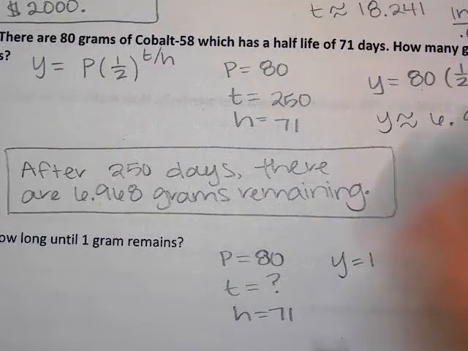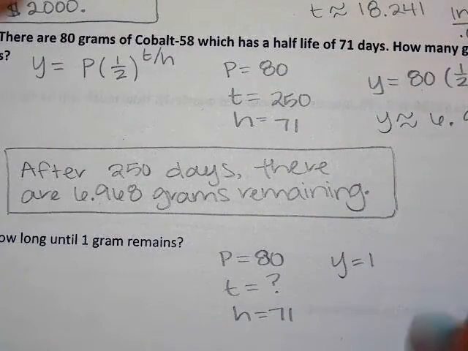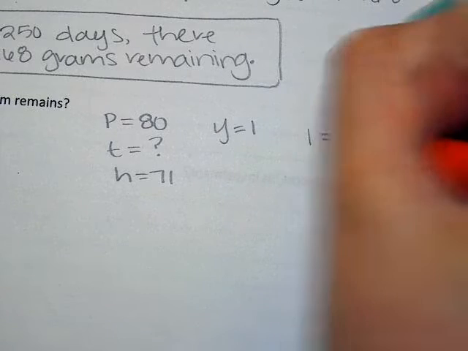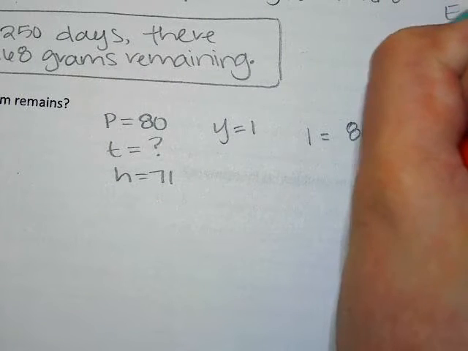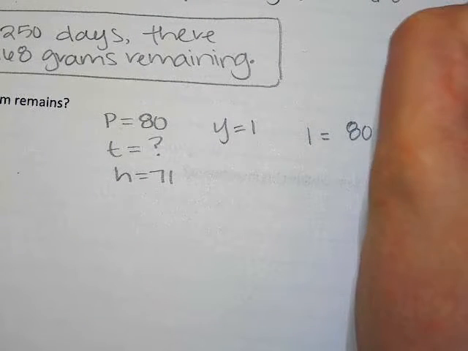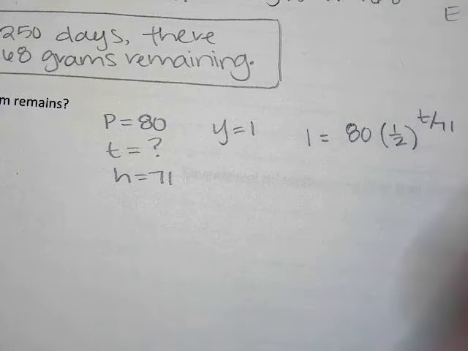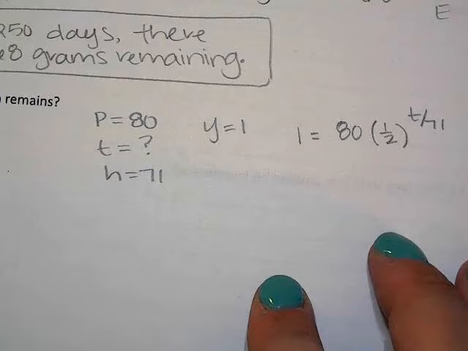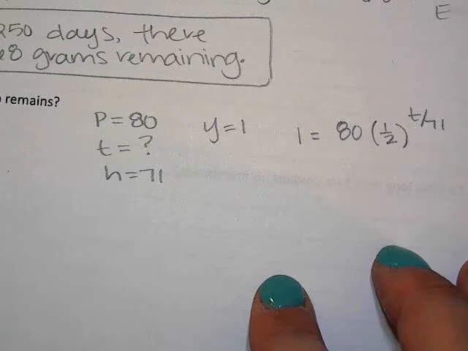Okay, so let's go ahead and plug some numbers in. Think about how to do the problem. So we have 1 equals 80 times 1/2 to the t divided by h. And can I do 80 times 1/2 is 40? I cannot do that. Okay. So I'm not going to do that. So what should I do? Divide by 80.